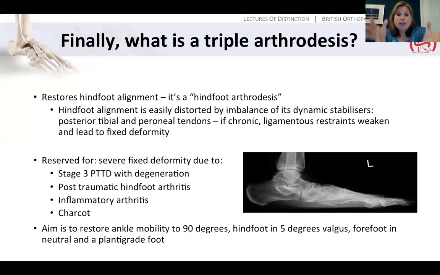And essentially, the triple fusion, because you're attacking all three joints for fusion, can be used to treat any sort of deformity because it's a corrective fusion, and you can align the joints to make your stable plantigrade foot. You're essentially aiming to restore good ankle motion to 90 degrees, having the hindfoot in that 5 degrees of valgus, and then the forefoot in the neutral and plantigrade position.